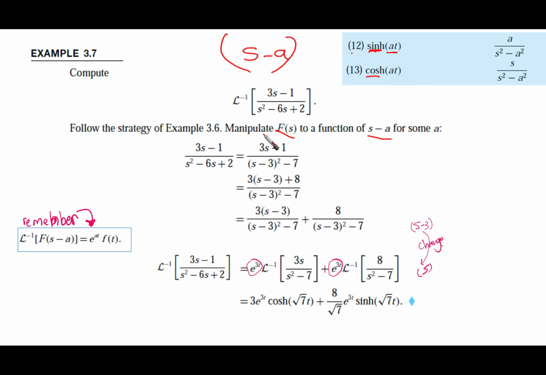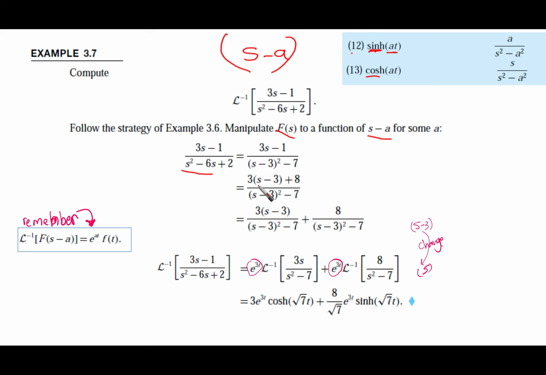Look here in the denominator. We're going to say that this denominator can be decomposed as (s minus 3) to the power 2 minus 7. Right? That's right. This is exactly the same as this one. Okay? Then it is going to be here, this is (s minus 3) to the power 2, and here we are manipulating this, and instead of 3s minus 1 we are going to put it like this: 3s minus 3 plus 8. This would give you 3s minus 1, right?